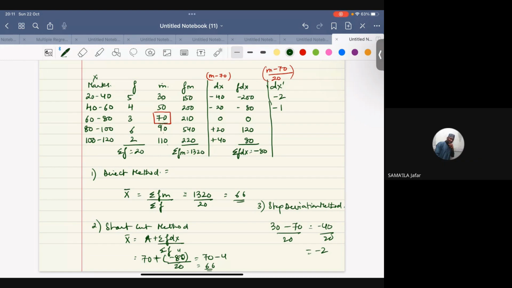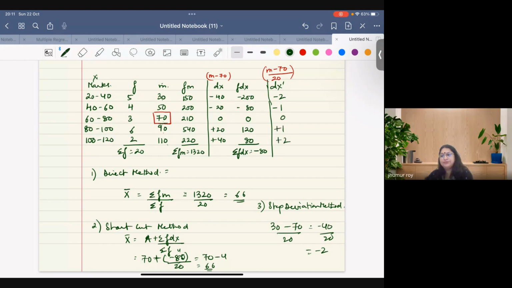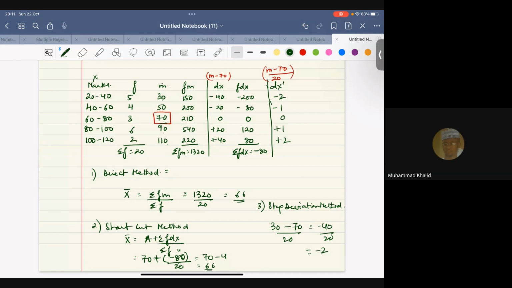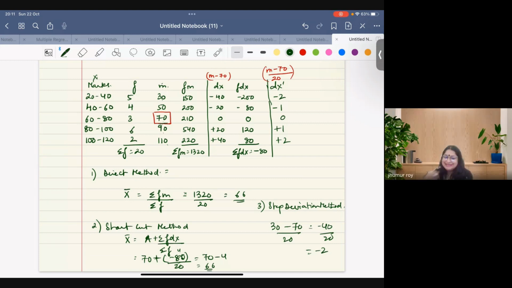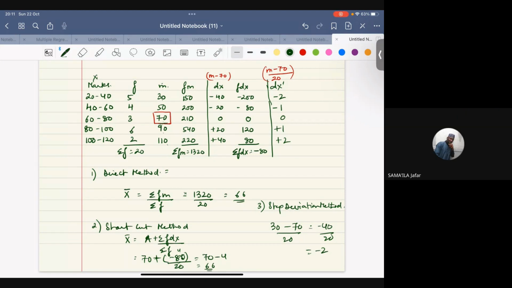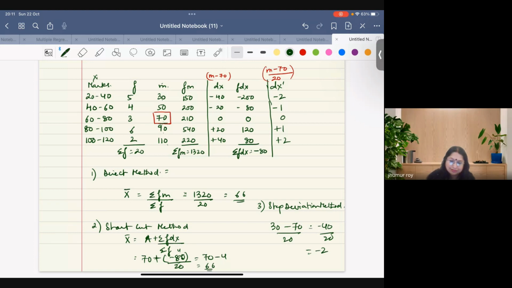Calculate and see. I'm writing the values. Please check and see if you're getting these values. You'll always get these values. It's correct. That's why, see, it becomes very easy in the step deviation method. You will always get these values: 0, minus 1, minus 2, minus 3, plus 1, plus 2, plus 3. That's why I said that step deviation method is a very easy method.